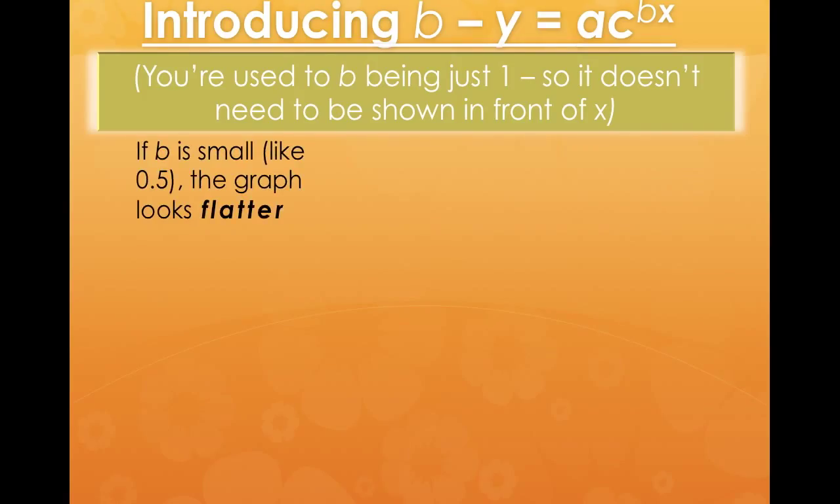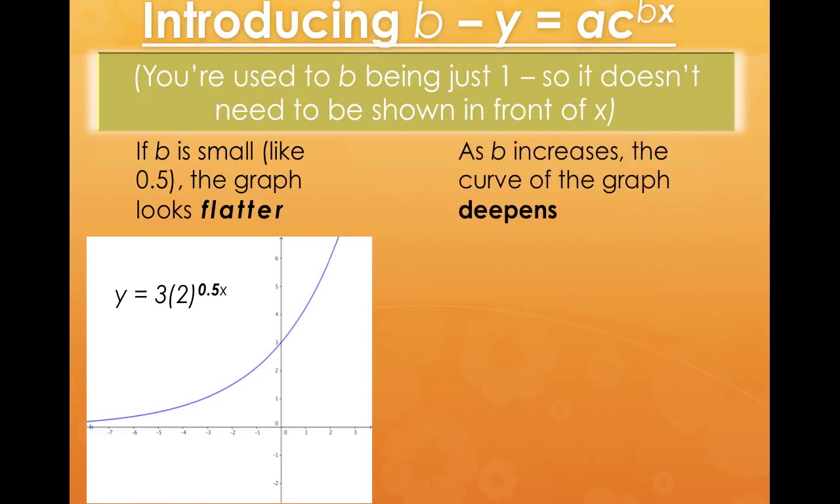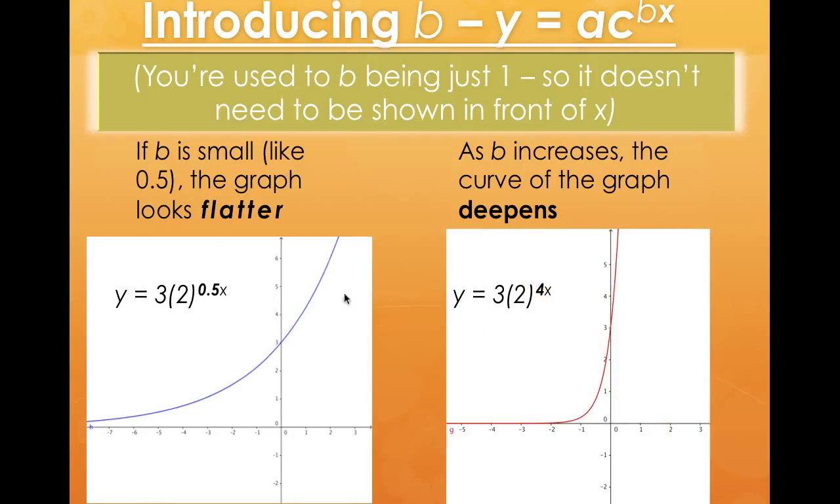If b is small, like for example, 0.5, the graph will become flatter. As you can see, the graph is pretty flat here because we have a small fraction in front of our x. So it's half of x. As b increases, becomes greater than 1, say, the curve of the graph deepens. So if we go back to our original graph that I showed you in the last slide, our x goes up 4 times. Not half as much, but 4 times faster than it would if it had nothing in front of it.